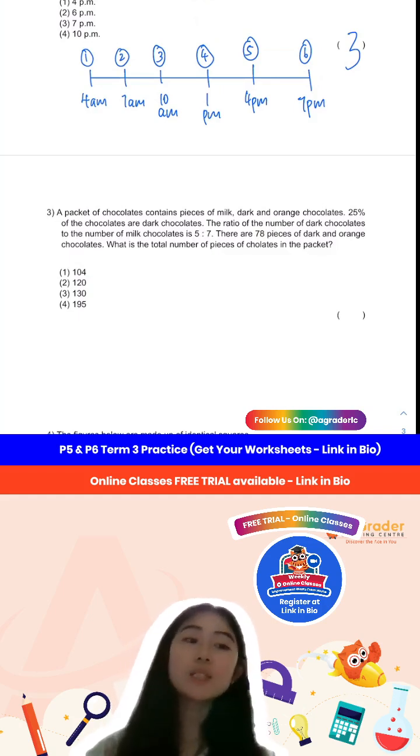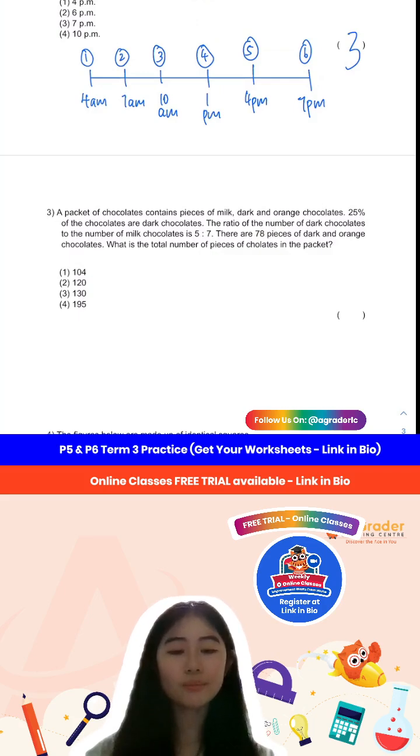All right, so let's move on to our next question. Question 3 is testing you on a percentage as well as ratio. A packet of chocolates contains pieces of milk, dark and orange chocolates. So 3 different types of chocolate. 25% of the chocolates are dark chocolates. The ratio of dark chocolates to milk chocolates is 5 to 7. There are 78 pieces of dark and orange chocolates. So what is the total pieces of chocolates in the packet?